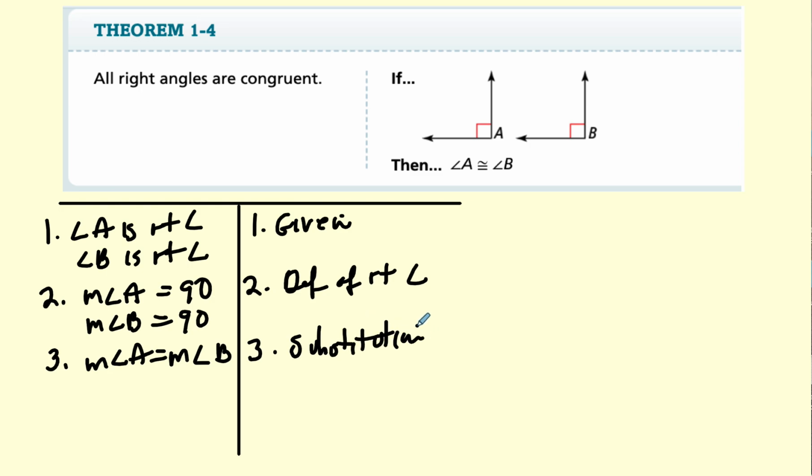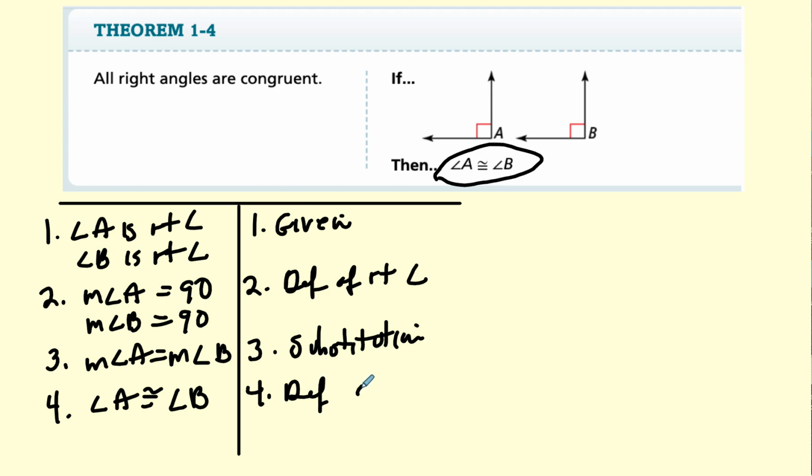Now what I want to prove is that the angles are congruent. I have them equal to each other. So I just go one more step, and now I know that they are congruent. Definition of congruent angles.